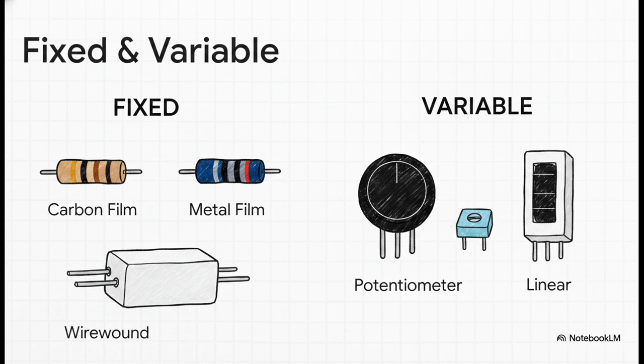On the flip side, we have variable resistors, and you use these literally every day. Potentiometers are the volume dials on your radio. Trim pots are tiny adjustable presets hidden inside electronics, and linear controllers are those sliders you push up and down on an audio mixing board.